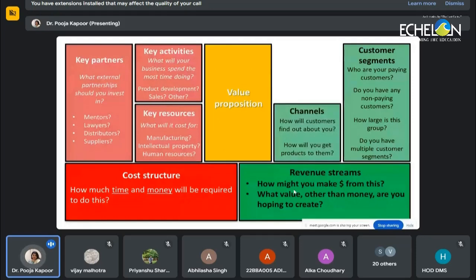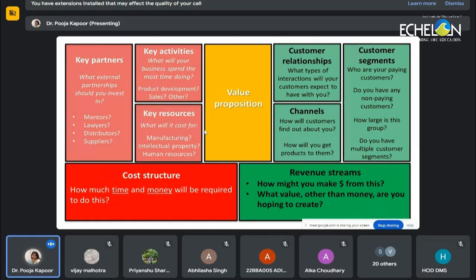Then we talk about channels. Channels basically means how you deliver your value proposition to your customer. You have the value proposition, you have the idea, you have something which creates value, but how will customers find out about you? How will you get products to them? Distribution, sales, and communication channels are all treated under channels. In the case of software distribution, are you providing online platforms? In most cases, yes, we are providing online platforms for software distribution.